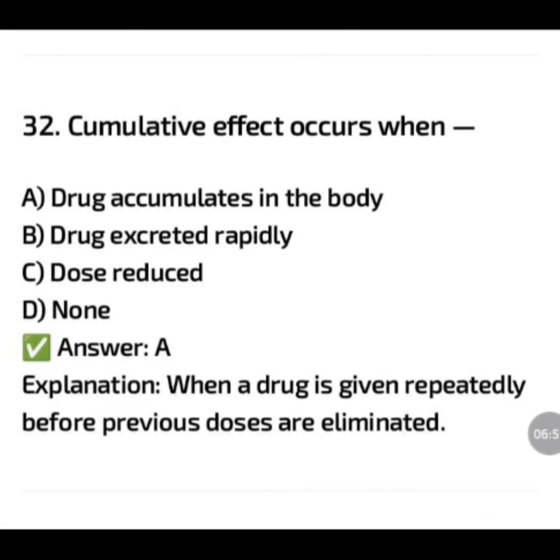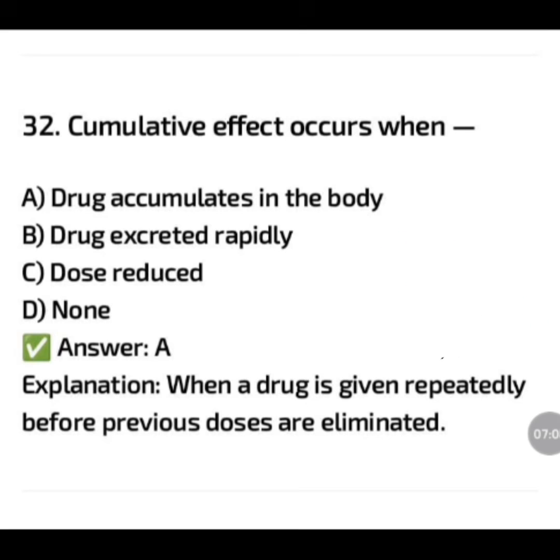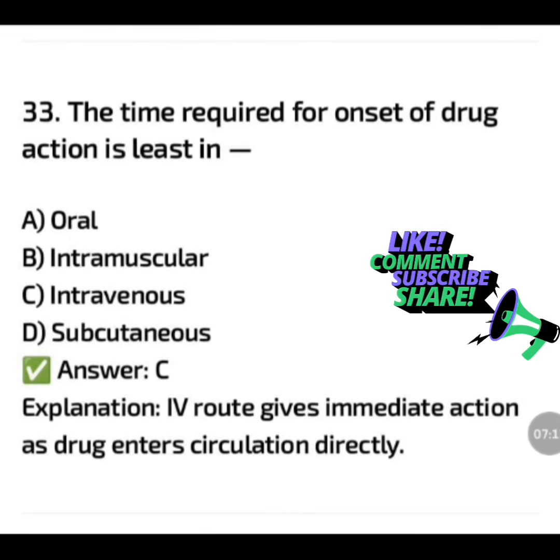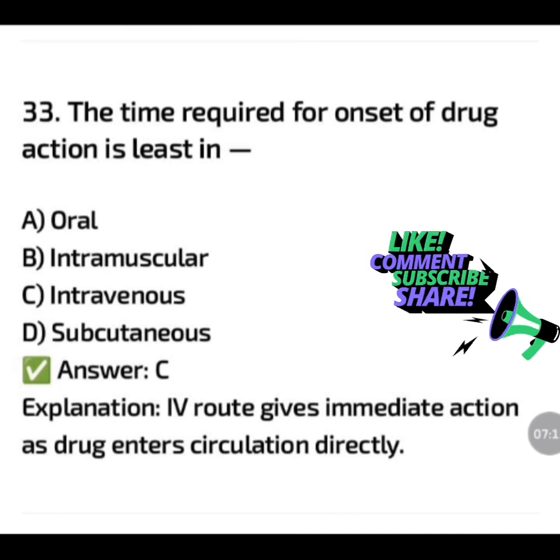Cumulative effect occurs when drug accumulates in the body, drug excreted rapidly, dose reduced. The correct answer is option A, drug accumulates in the body when a drug is given repeatedly before previous doses are eliminated. The time required for the onset of drug action is least in oral, intramuscular, intravenous, subcutaneous.